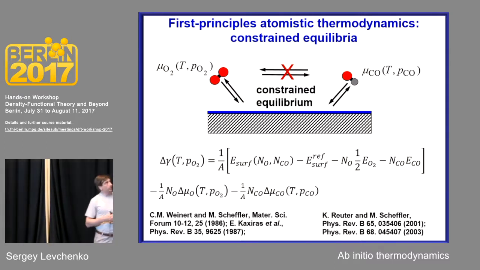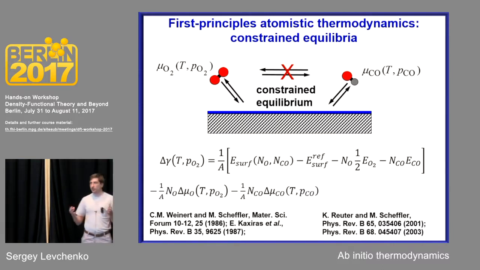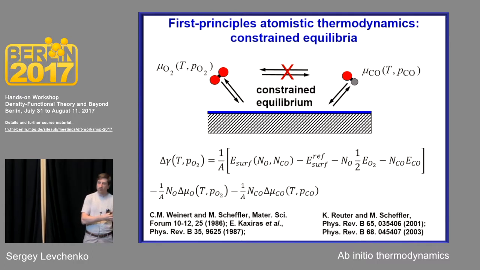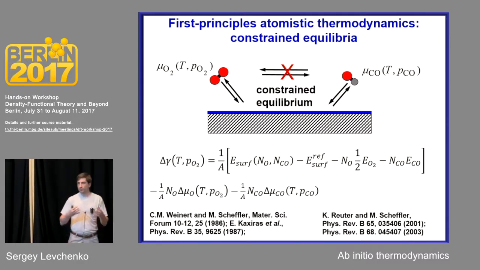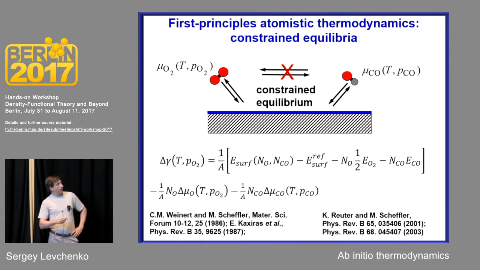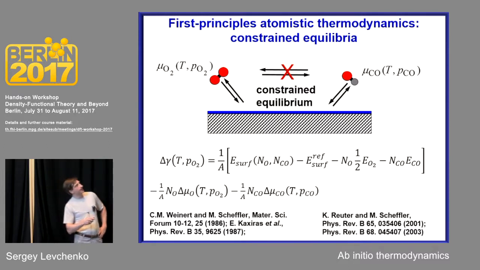And now our goal is to figure out at which conditions, temperature and partial pressures of oxygen and CO2, what kind of stoichiometry does the surface have. And for this, we again calculate the surface free energy. Here should be also partial pressure of CO. Sorry, I made a mistake.